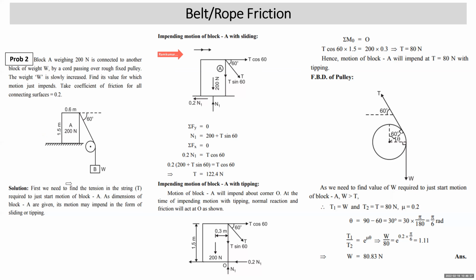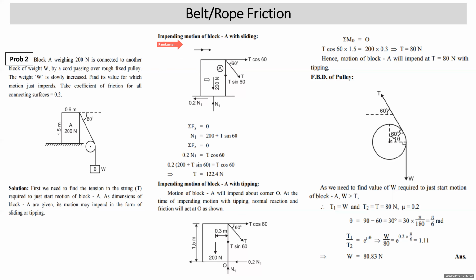So as dimensions of the block are given, there are two possibilities of impending motion. First is that motion may impend in the form of sliding, or it may happen in the form of tipping. Since dimensions are given, tipping possibility is also to be explored. Now, impending motion of block A with sliding. When you are studying the sliding motion, dimensions of the block are not required. So we draw FBD of block.